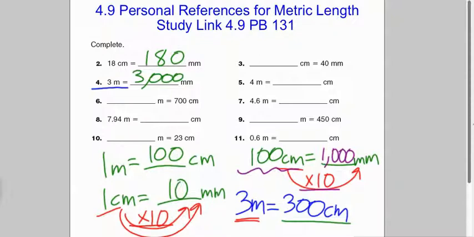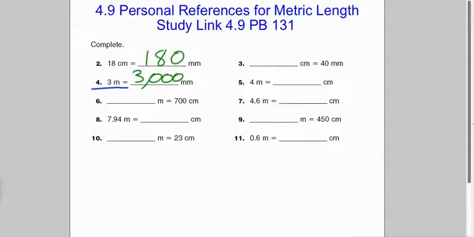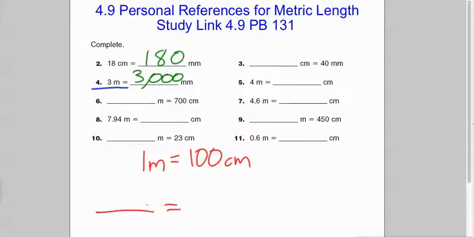The last problem that I'd like to show you is problem number 6. Problem number 6 asks us how many meters is equal to 700 centimeters. And again, we rely on what we know and what we're comfortable with. And we know that 1 meter is equal to 100 centimeters. So our question is, how many meters is equal to 700 centimeters?